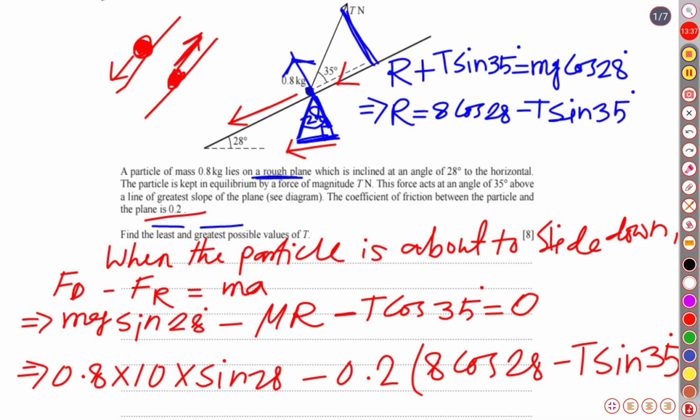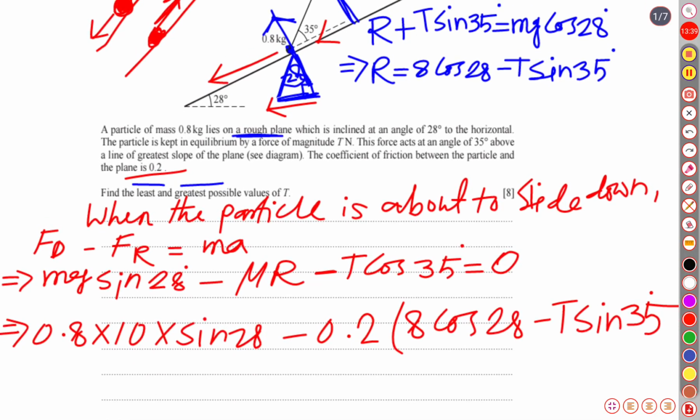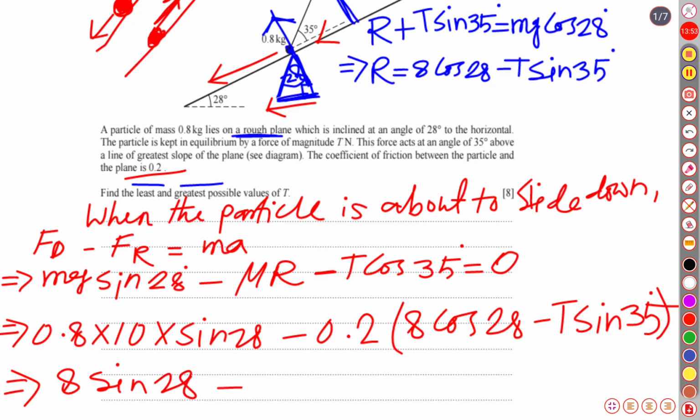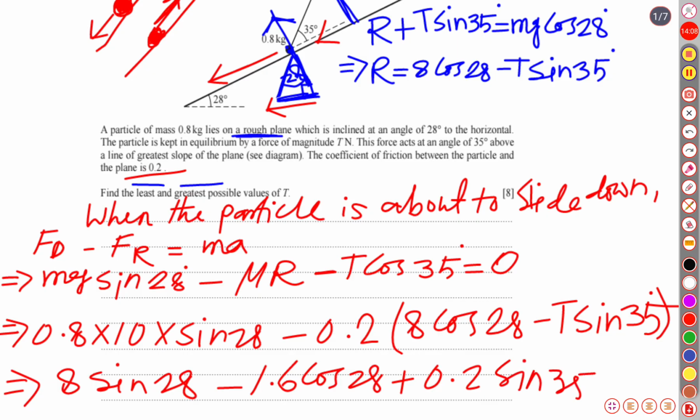Well, this is our step now, sine 35 degrees. So ultimately what is it going to be? It is going to be 8 sine 28 degrees minus, if we multiply by 0.2, it is going to be 1.6 cos 28 plus 0.2 T sine 35, minus T cos 35, equal to 0.